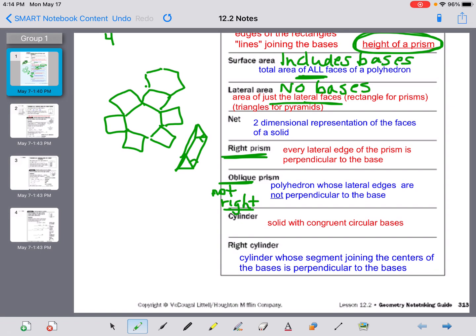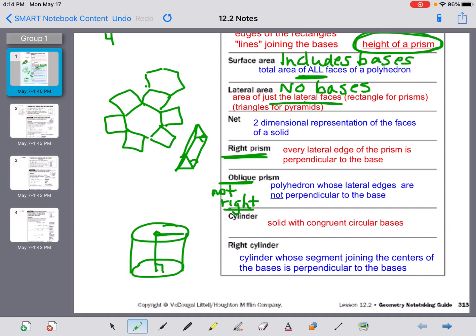All right, a cylinder is a solid with congruent circular bases, okay? So if you think about it, you have the 2 circles on top and bottom, and you join them up there. That is the cylinder. A right cylinder is one whose segment joining the center of the bases is perpendicular, so it means you're just 90 degrees here, okay?